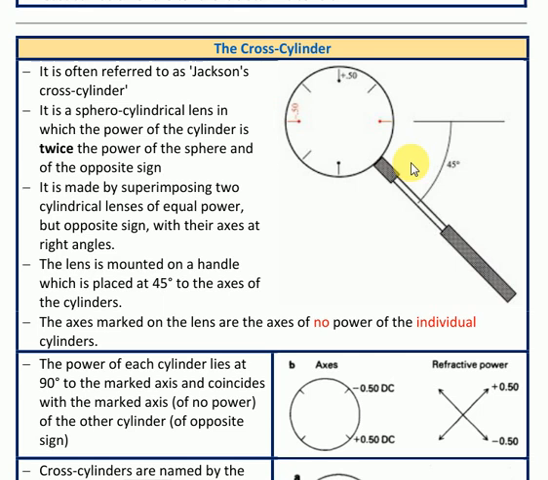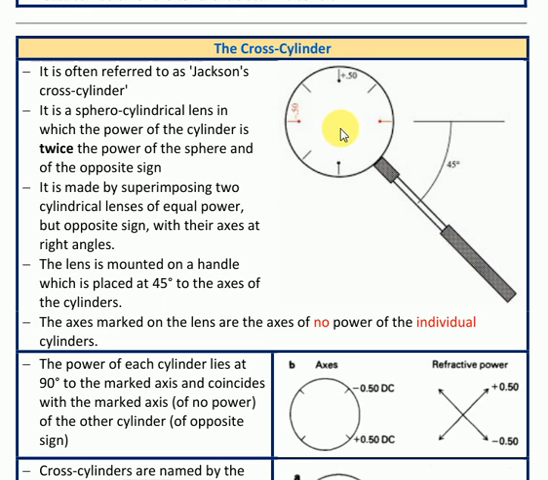Now how to check the power? To check the power of the trial cylinder, the cross cylinder is held with first one axis and then the other overlying the trial cylinder. So actually first this axis and then the other axis, like this, plus 0.5 and then the other. This has the effect of increasing and then decreasing the power of the trial cylinder.